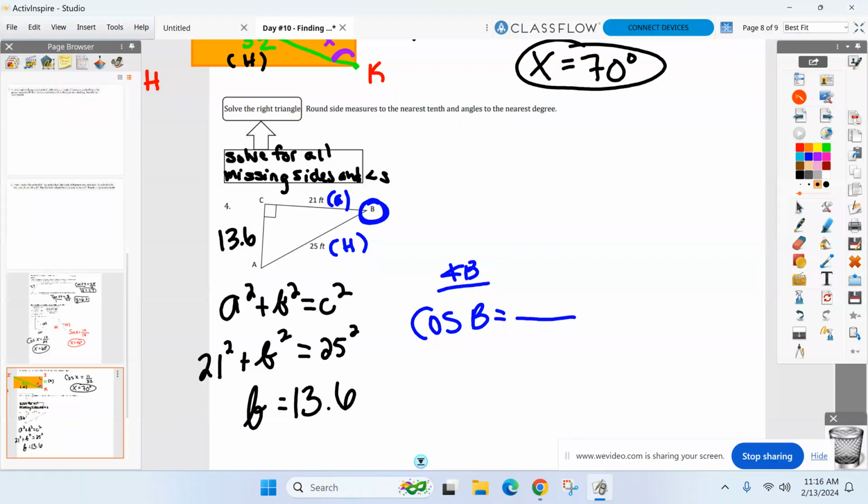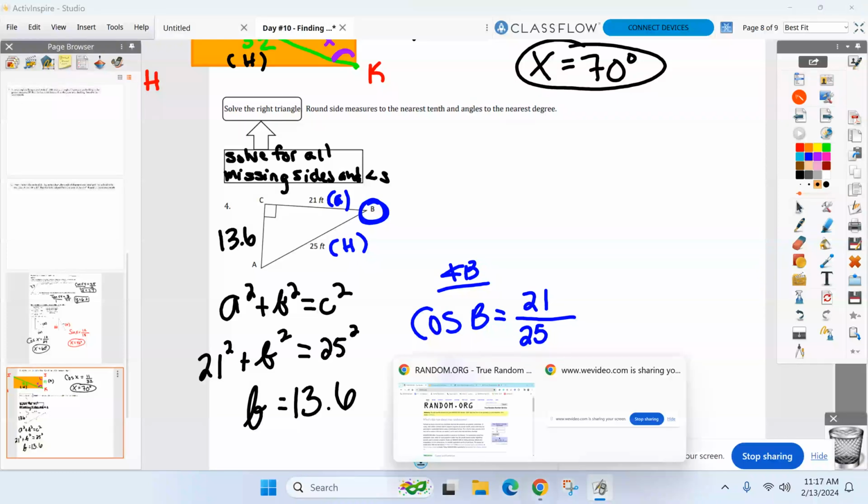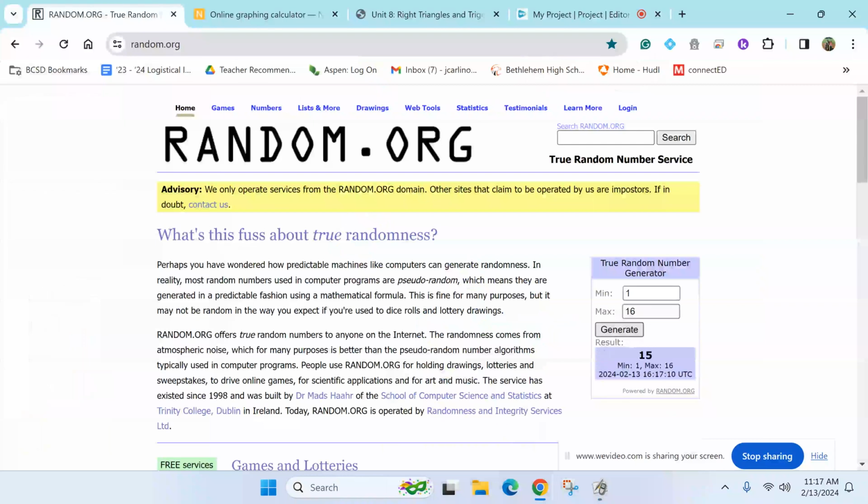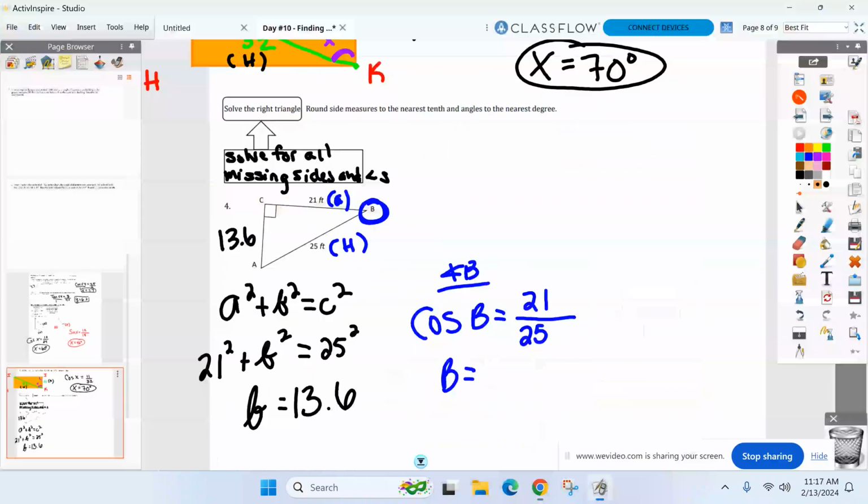All right, cosine B. So we're going to go adjacent over hypotenuse. Use your second button, right? Angle B, rounded to the nearest degree. Where am I looking here? Hi, Gabby. 33. 33 looks good. Excellent.